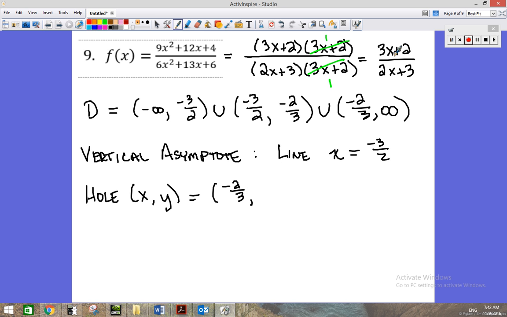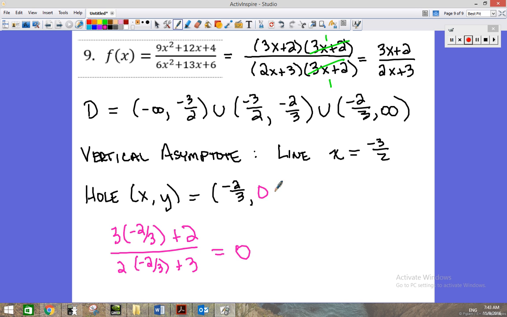Now we need to plug that negative 2/3 into the reduced fraction. Let's do that down here. If we take 3 times this negative 2/3, that's a negative 2 plus 2, and that gives me 0. Well, the negative 2/3 here, we know it's not going to be 0 because it was this factor that caused it to be 0. So we can double check that. That's not 0. Since my numerator is 0, this fraction reduces to 0.